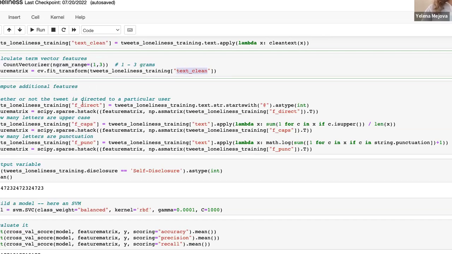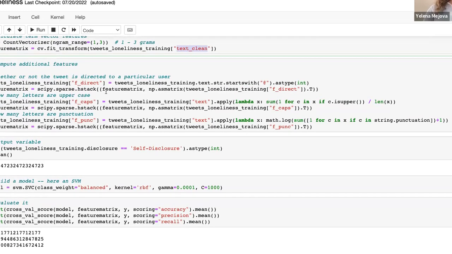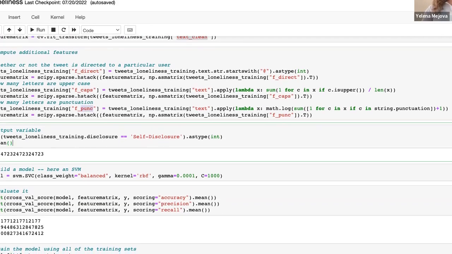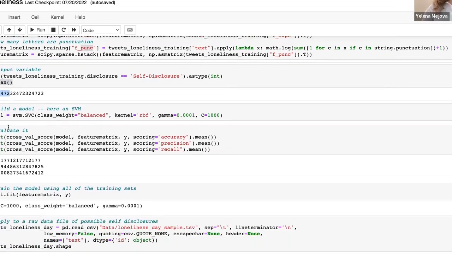We added to this a few other features: whether or not the tweet was directed to somebody, whether it had an at-mention in the front, how many capital letters it had, and how much punctuation it had. We thought it might be relevant. So we have our output variable that is quite balanced. We have good representation of both cases.